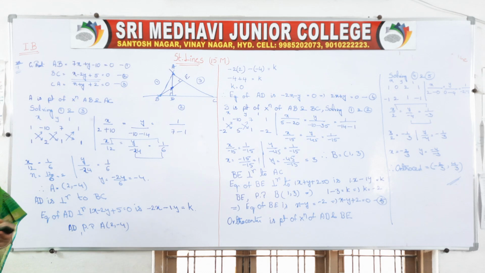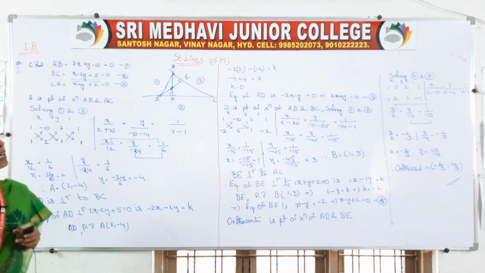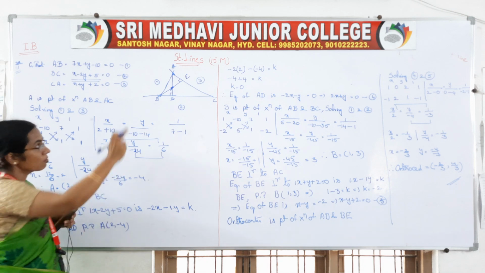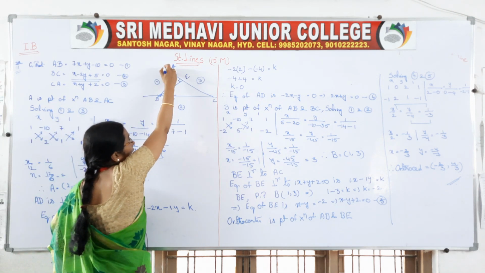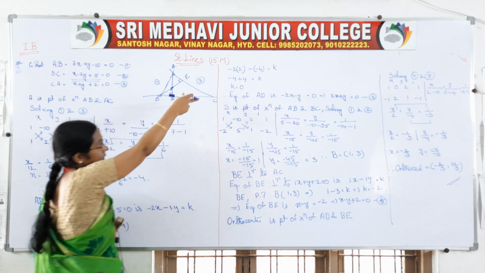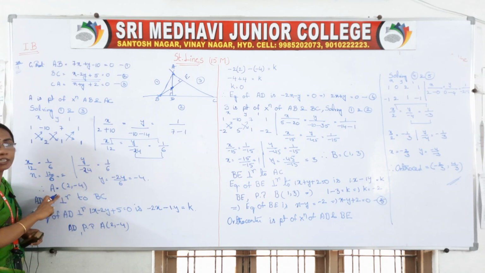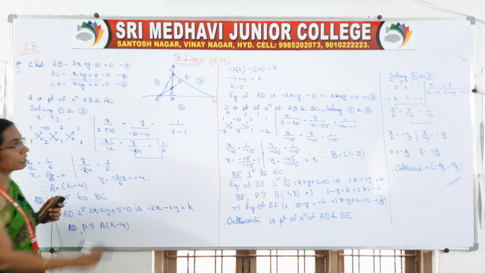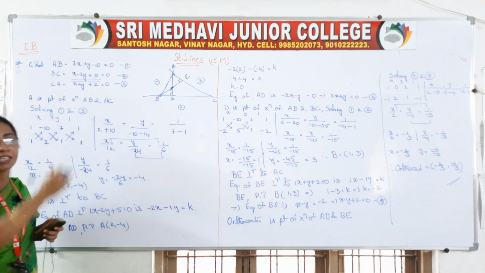So you can ask, what is the difference between the previous problem and this problem? In the previous problem we got the vertices, now we got the sides. So in this problem first you try to get your A point. How will we get it? A is the point of intersection of AB and AC. By cross multiplication method we got A point, and we know that the altitude AD is perpendicular to BC, and we know the BC line equation.